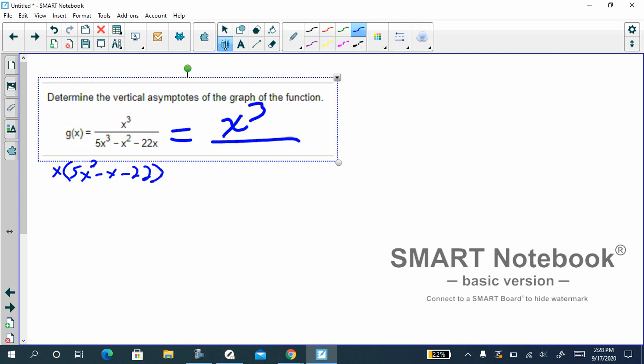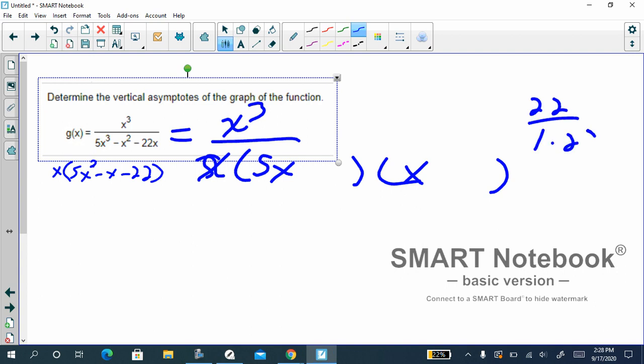And then we try to see if that will factor some more. So we have an x out front. To get a 5x squared, we would need a 5x and an x. And then 22 is either 1 times 22 or 2 times 11. So let's do it. 2 here and 11 here. And if we need a minus 1 in the middle, then that would be minus and plus.